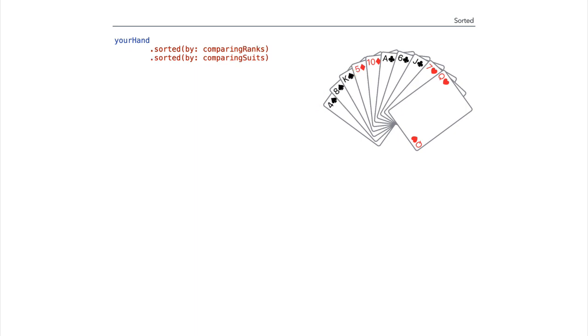So how do we do that? We sort, and then we sort again. The first sorted returns a new array that has been sorted, and so we take that array of cards and we sort that. So first we sort the cards by comparing their ranks, and then we sort them by comparing their suits. And now you'll notice that the spades are in the correct order.